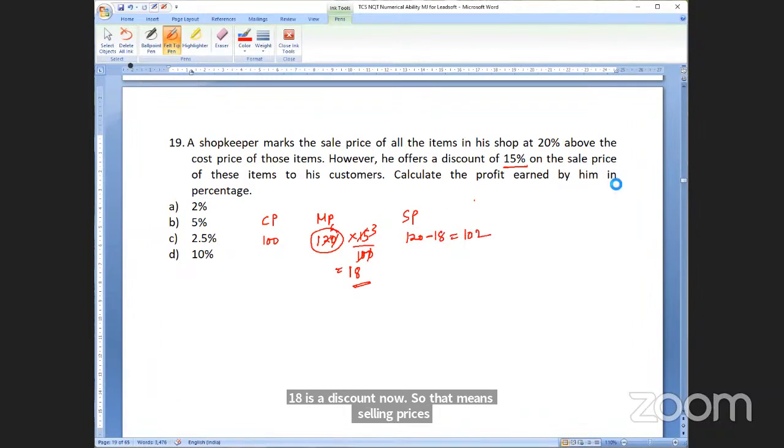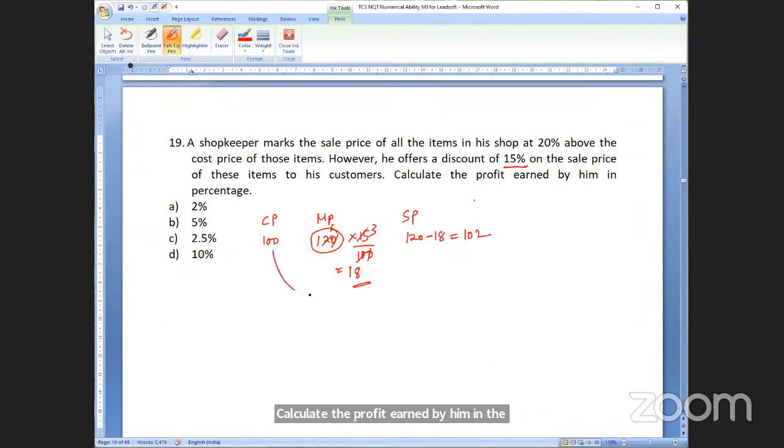Calculate the profit earned by him in the percentage. Profit is always calculated on cost price. Profit is change in SP over CP, that is rupees 2. So profit percentage is 2 by 100 into 100, that is 2%. That is the normal way to do it.